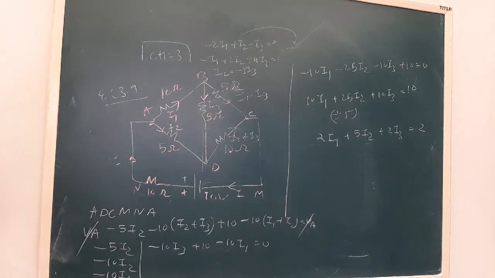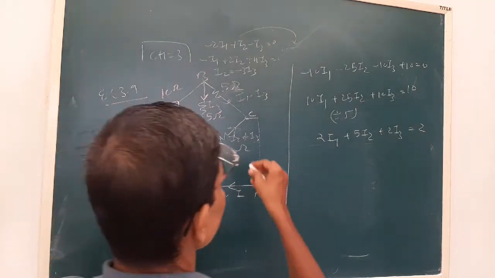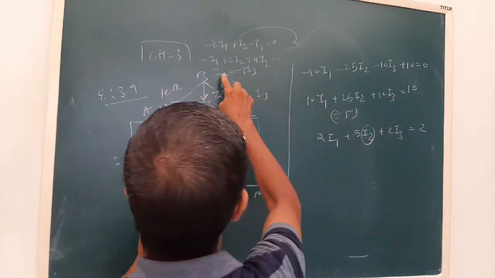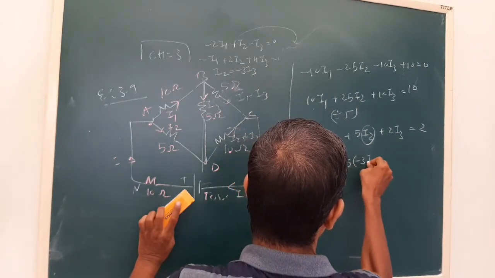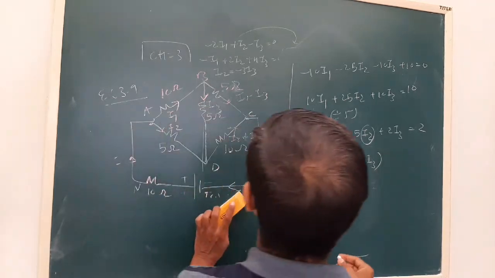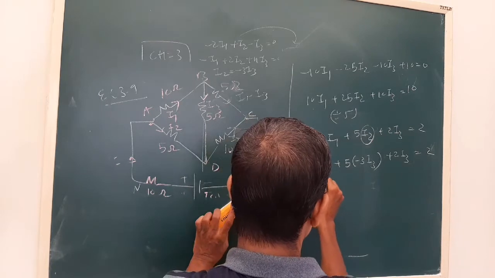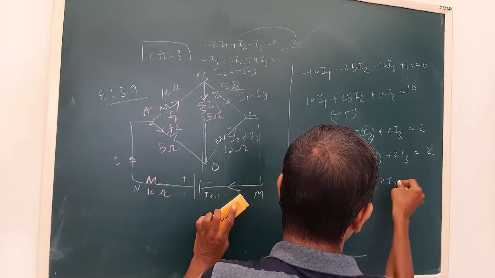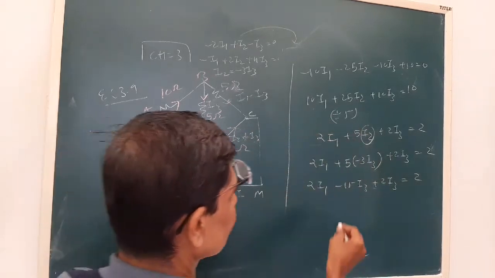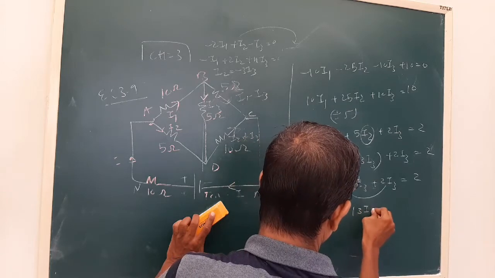Now I2 we have obtained as minus 3I3. Plus 2I3 is 2. That is 2I1 minus 15I3 plus 2I3, that is 2I1 minus 13I3 is equal to 2.